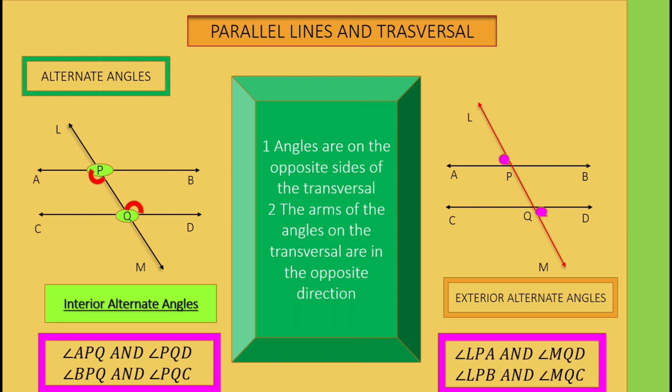Which are these two angles? Look at the figure: angle LPA and angle MQD, and the second pair is angle LPB and angle MQC. So this is about the alternate angles.